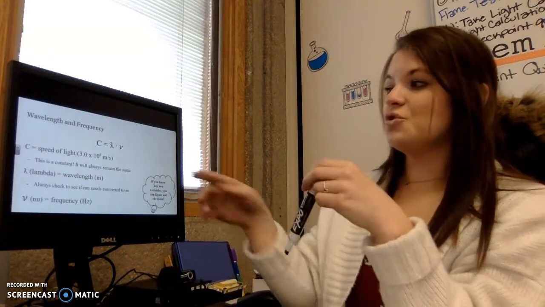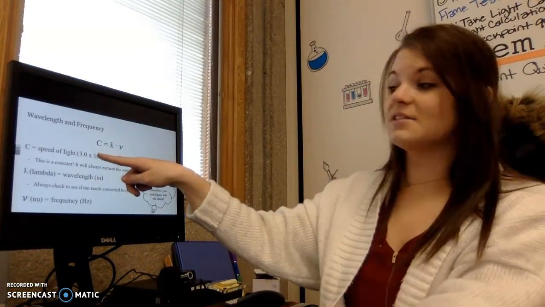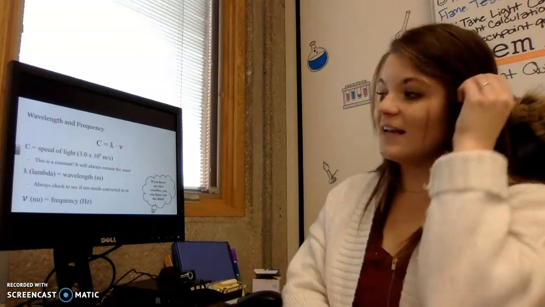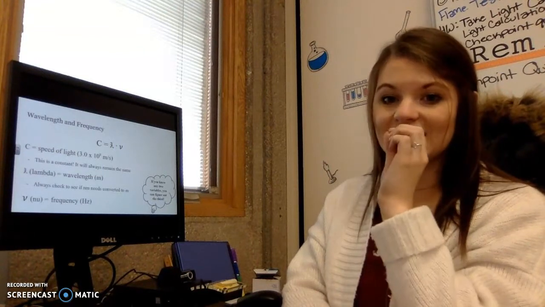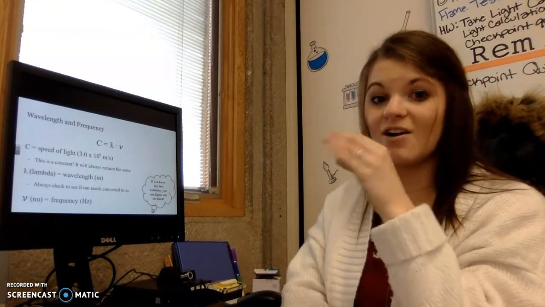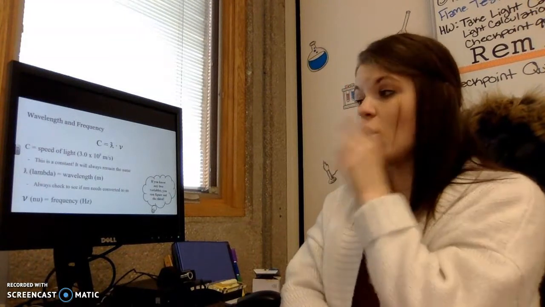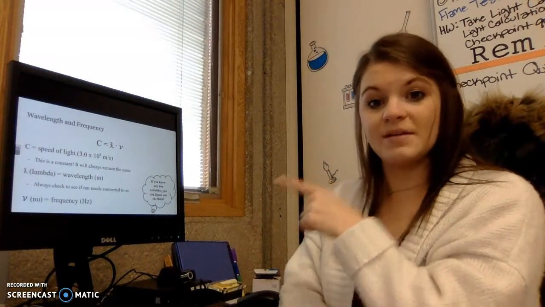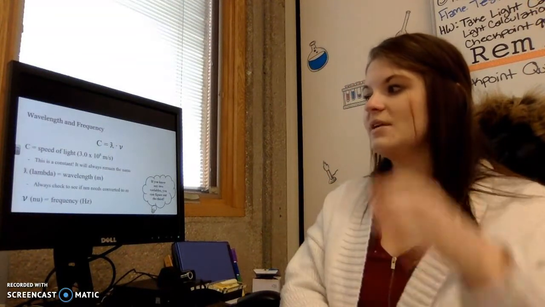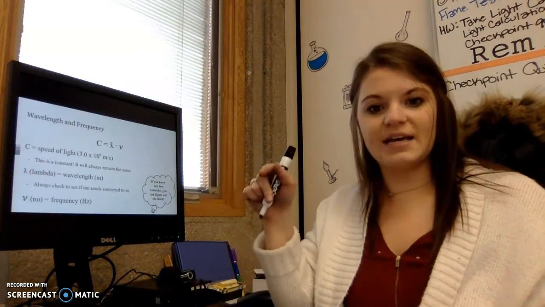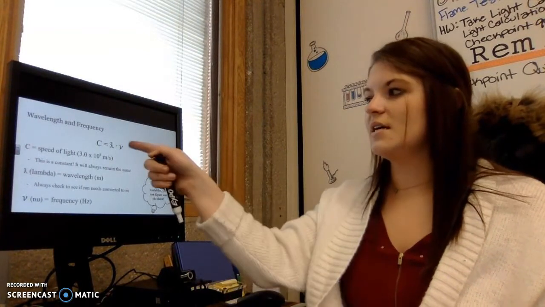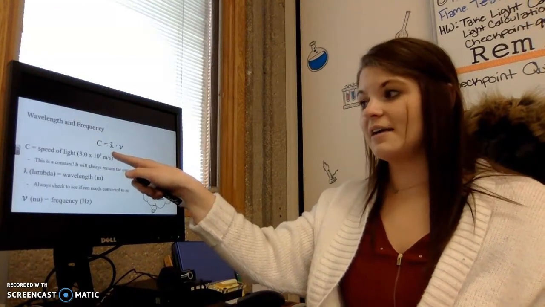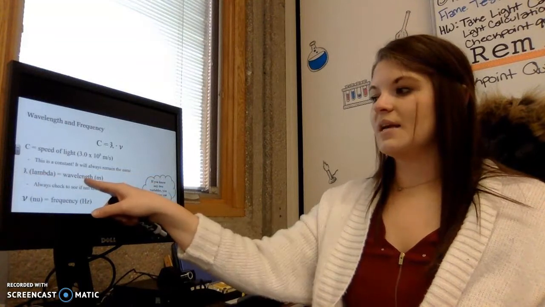We have a new constant here. Capital C stands for the speed of light, and that is 3.0 times 10 to the 8th meters per second. It's a constant. It'll always be the same. That is always the speed of light, at least here on Earth. So 3.0 times 10 to the 8th meters per second, always given to us, equals lambda, which we know stands for wavelength. That Greek letter lambda is wavelength.